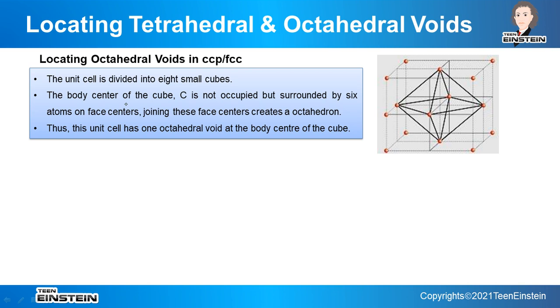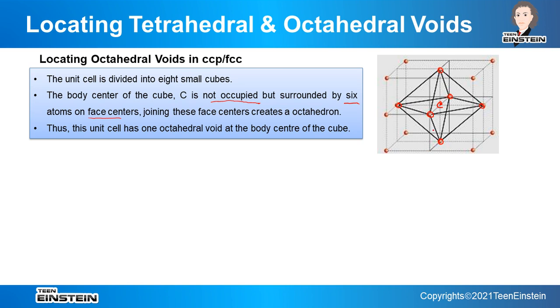Now the body center of the cube, if we focus on this part, there is no atom present. So this is the body center. Suppose it is C. Okay, so C is basically not occupied, but it is surrounded by 6 atoms on face centers. So these 6 atoms are 1, 2, 3, 4, 5, 6.